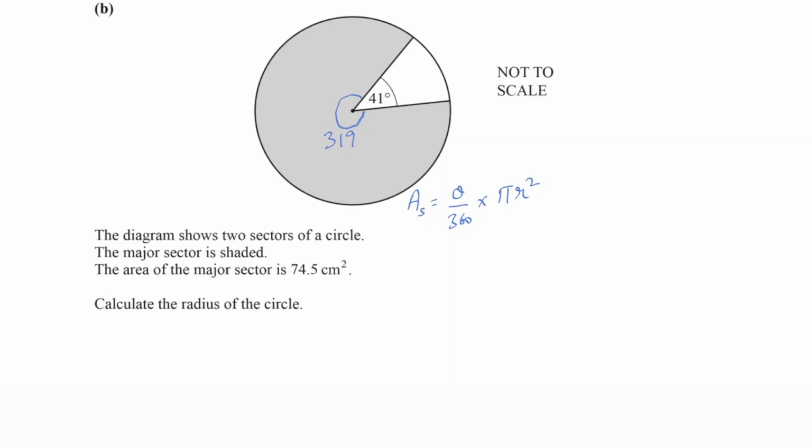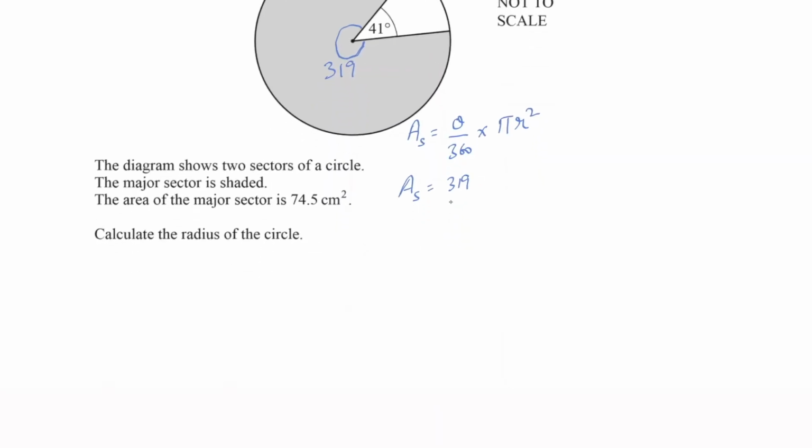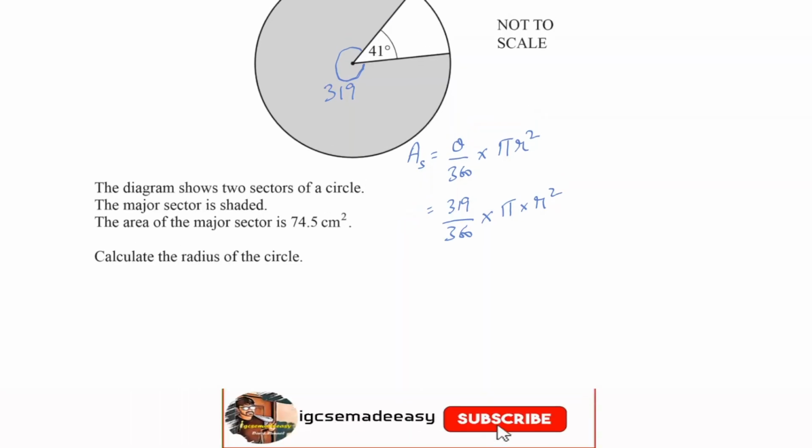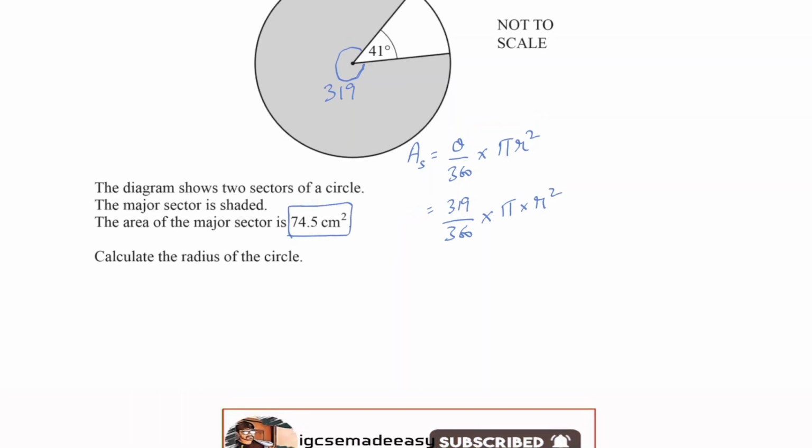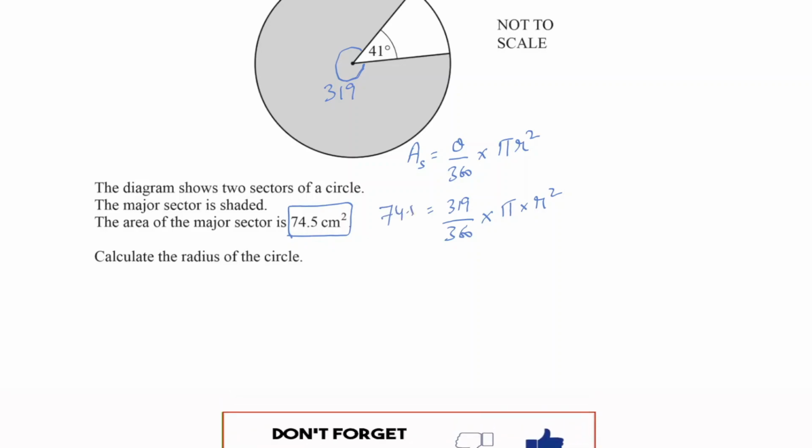That's easy to remember also. So the formula for the area of the sector is theta by 360 times pi r square, where theta equals 319, divided by 360 times pi into r square. Now I want to take out this area and write the area that is given over there. What is the area of the bigger sector, the major sector? That is 74.5. That's what I am writing.